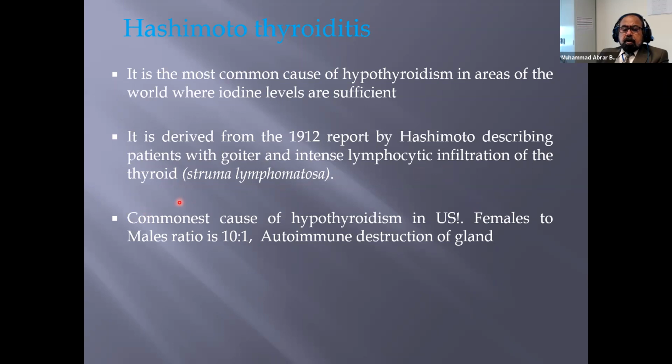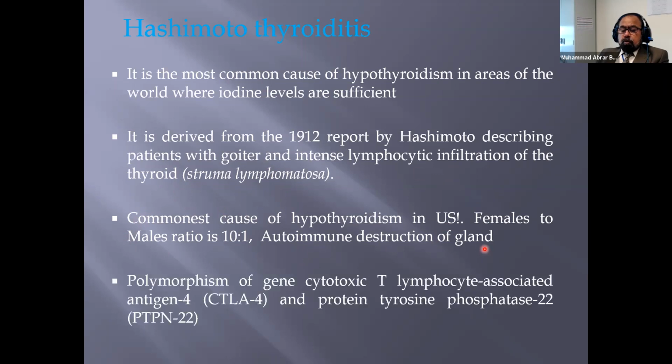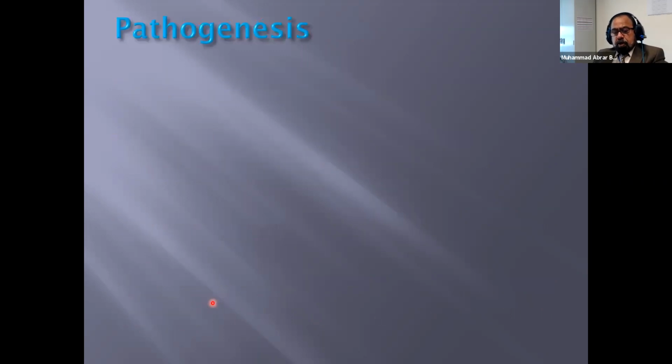It is the commonest cause of hypothyroidism in the US, the female to male ratio is 10:1, and basically there is autoimmune destruction of the thyroid gland. So there is an autoimmune problem in female or male, but females are more commonly affected. They say there is a polymorphism of the genes cytotoxic T lymphocyte associated gene CTLA4 and protein tyrosine phosphatase 22 or PTPN22, two genes which cause this process to occur.